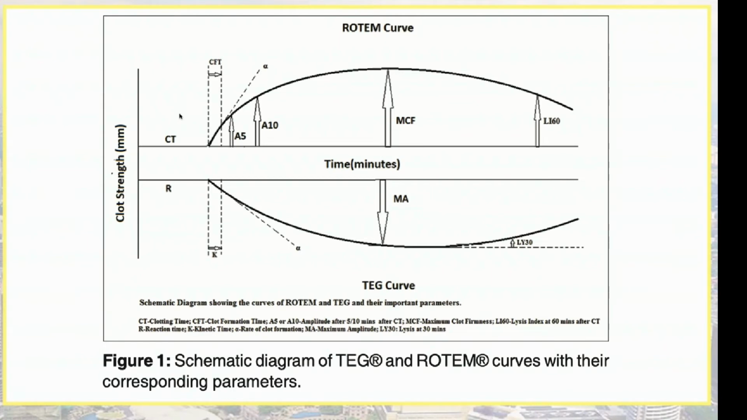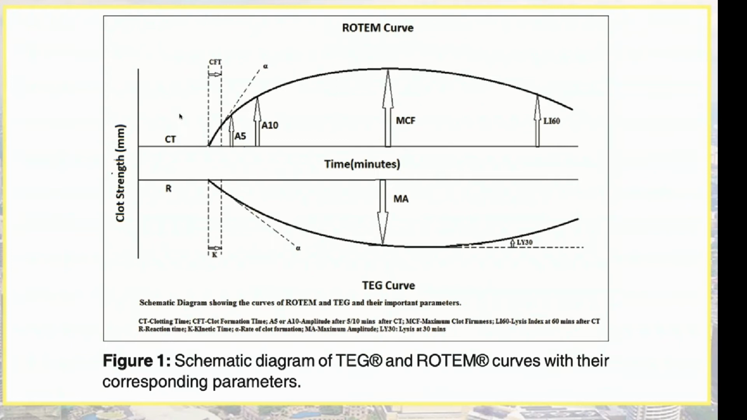Okay, the CT is the time taken from the time we put the blood in the machine until the clot is initiated. That is clotting time in ROTEM and R time in TEG. What actually affects the clotting time is basically the coagulation factors. So when we have coagulation factor deficiencies due to bleeding or anticoagulant or heparin, the CT will be prolonged. Okay, number two is the MCF, you see at the center, MCF in the ROTEM and MA in the TEG. Basically, it's the maximum amplitude, which represents the strength of the clot.